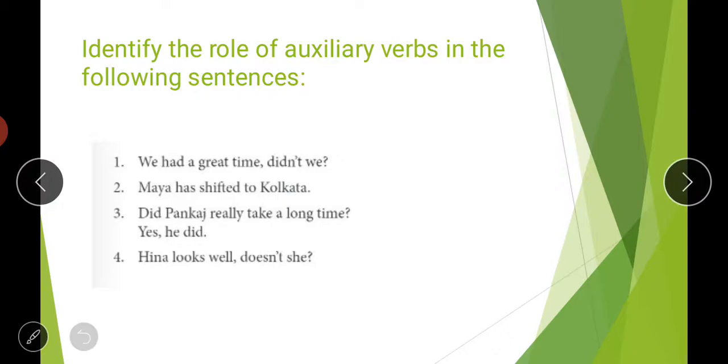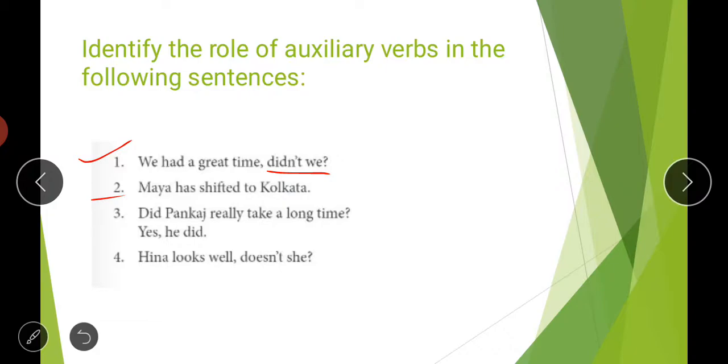Then students, there is an exercise for you now. Identify the role of auxiliary verb in the following sentences. So here five sentences are given in front of you, and you have to describe the role of auxiliary verb in all these sentences. If you look at the first sentence, we had a great time, didn't we? Simply here we are making a tag question. So in the first sentence, the function of the auxiliary verb is to make the tag question.